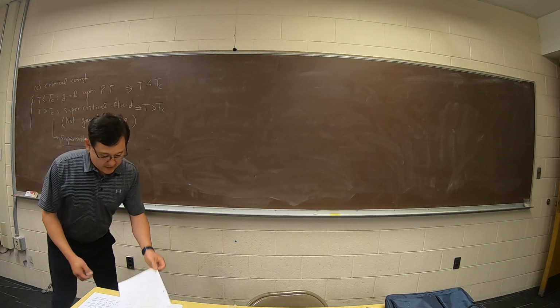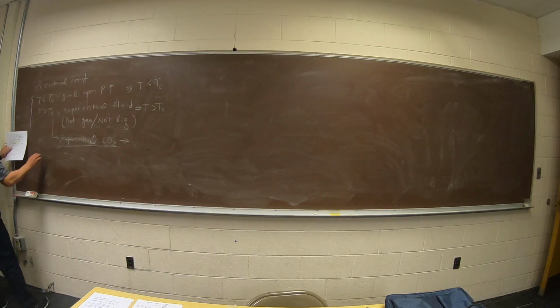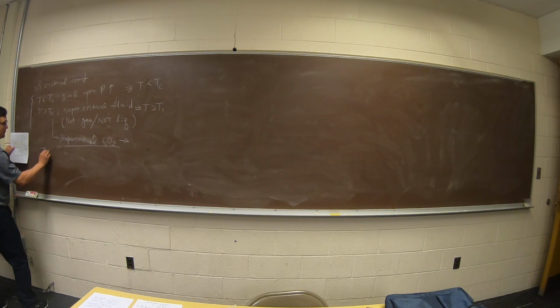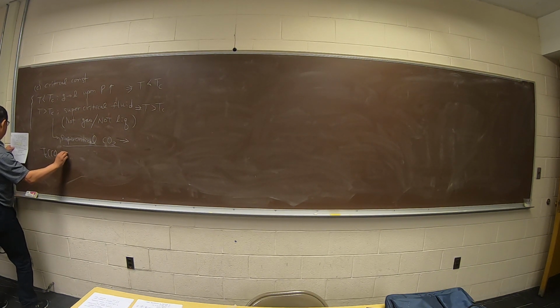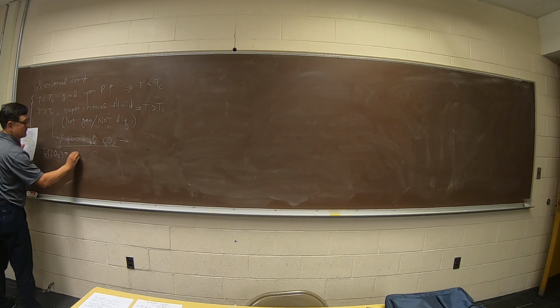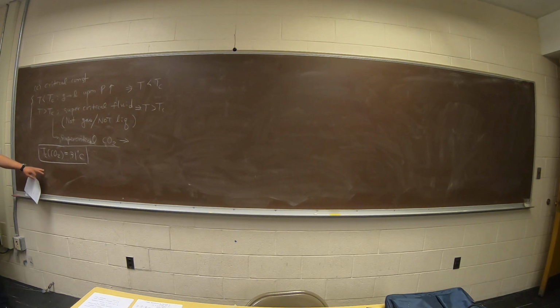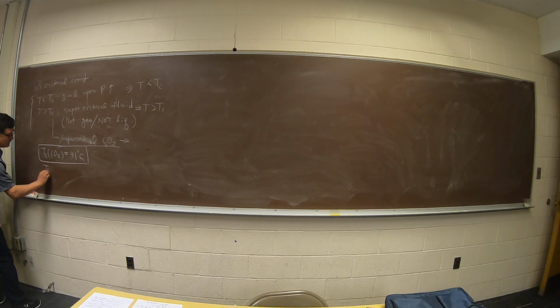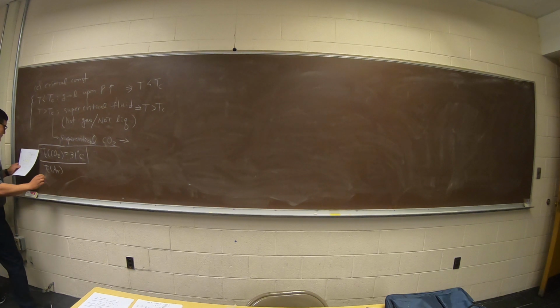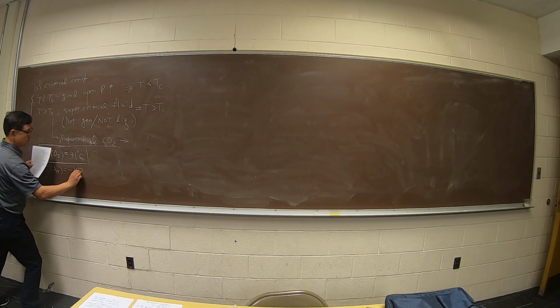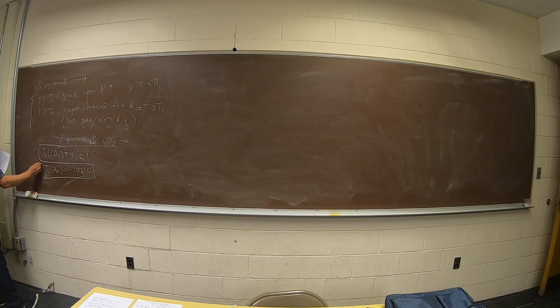So, okay, let me write this. The critical temperature of CO2 is 31 degrees C. That's why it is so attainable. If you heat it up a little bit over room temperature, you will see the liquid coming down and actually disappearing from here. The critical temperature of argon is minus 122 degrees C. That's pretty low too.